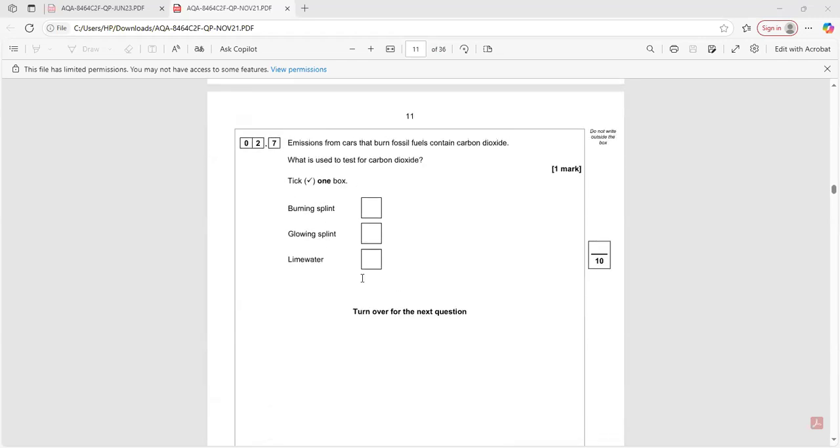Okay. Emissions from cars that burn fossil fuels contain carbon dioxide. Yes, true. It now says what is used for the test of carbon dioxide. Now, you remember we said burning splint is for hydrogen, right? Yes. Glowing splint is for oxygen. Therefore, the only one that is left here that will help us to test carbon dioxide is lime water.